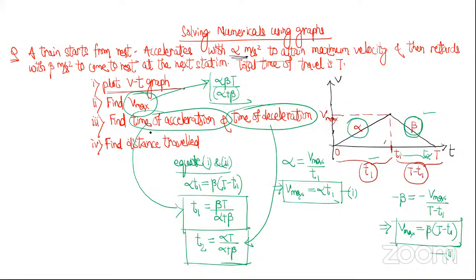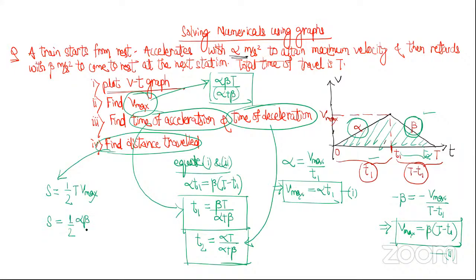Now what is distance travelled? What does distance travelled mean? Area. So take the area of the whole triangle. Distance travelled is the area of the whole triangle. So how much will it be? Half into base into height, isn't it? Yes, sir. Base is T, height is Vmax. So this will come out to be half alpha beta t square by alpha plus beta.